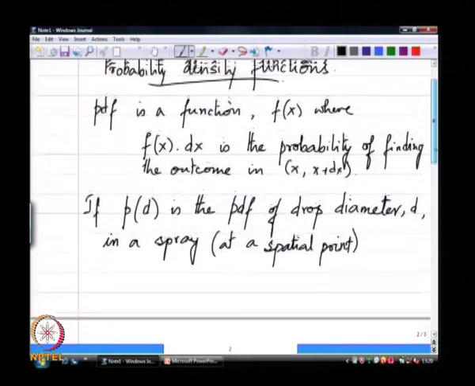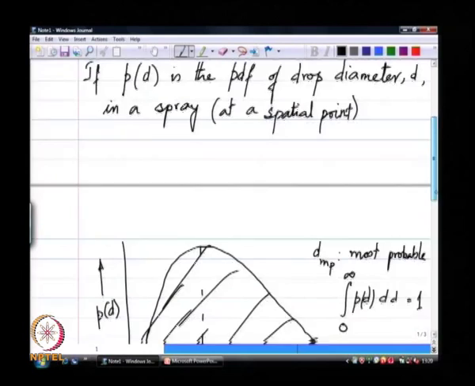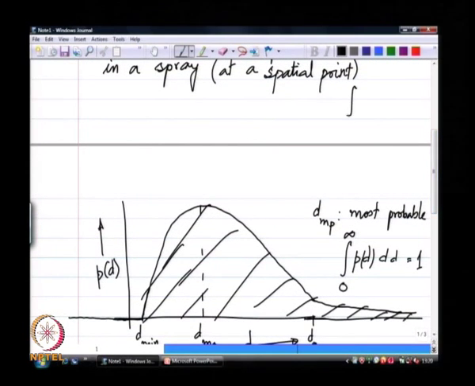I can probably make the point over here as well, because the integral from 0 to infinity of f of x dx, because f of x dx is the probability of finding the point in the set of outcomes x to x plus dx. If I do this addition over all the x, that amounts to integration, and that is what I get. Okay, this is the only requirement of any probability density function.